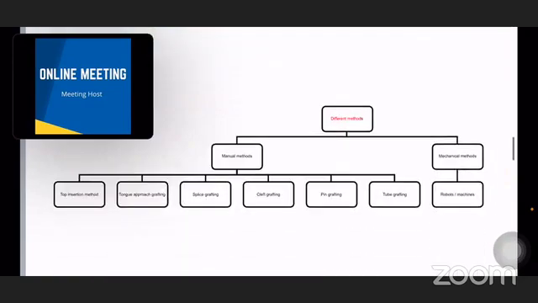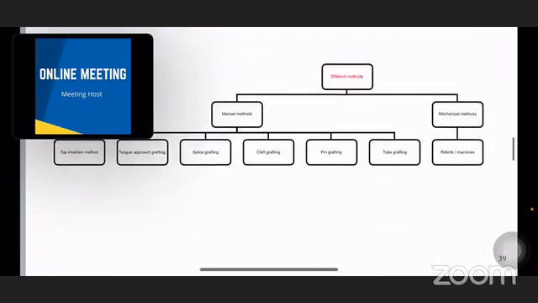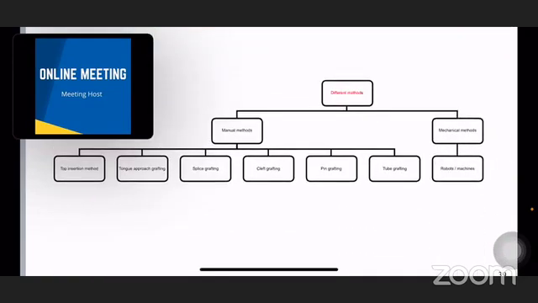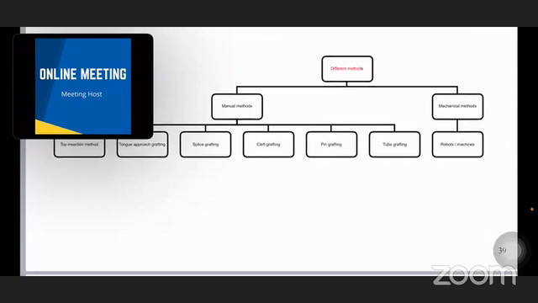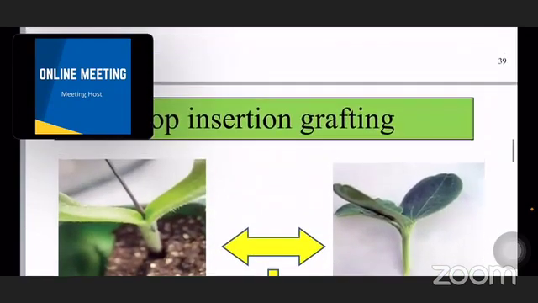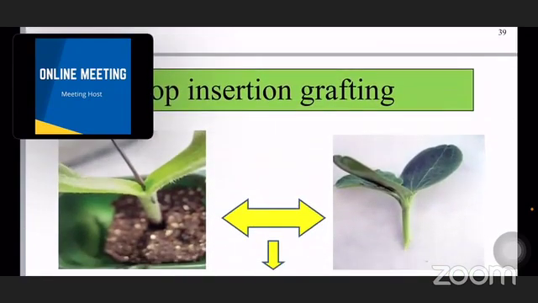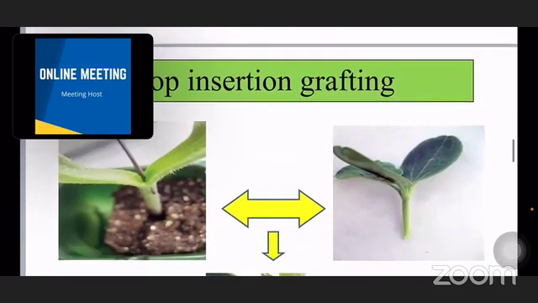Here, manual method and also mechanical method. In manual method, like top insertion method, tongue grafting, splice grafting, cleft grafting, pin grafting, tube grafting. And in mechanical methods, robots and machines are used. Here, top insertion grafting is usually followed in cucurbits like watermelon, cucumber, bottle gourd. Those crops, top insertion grafting.